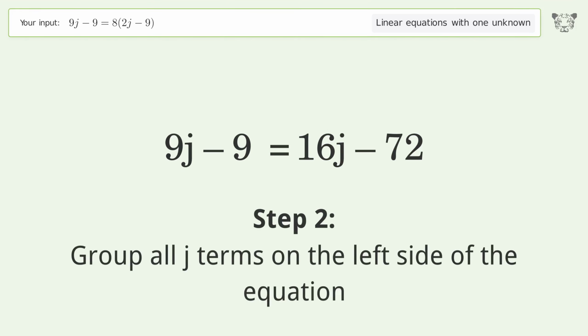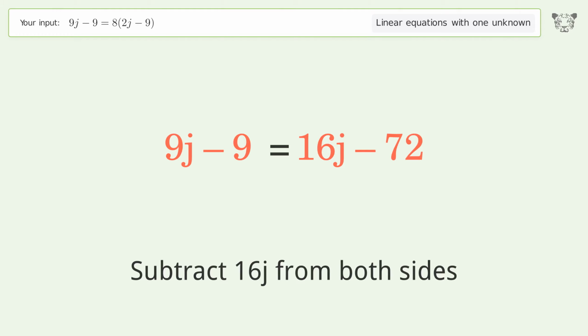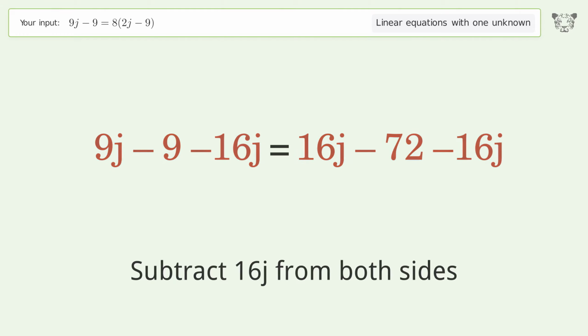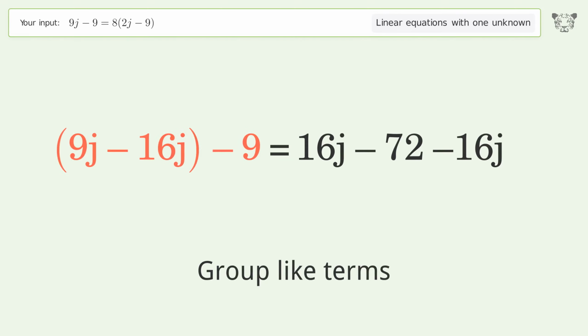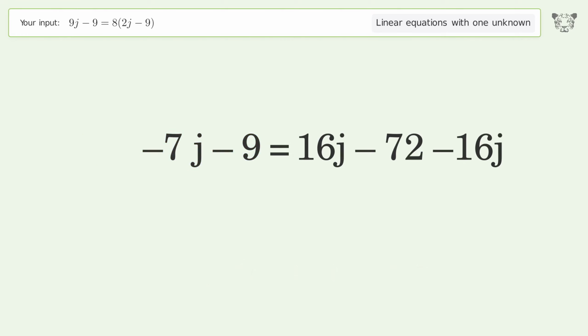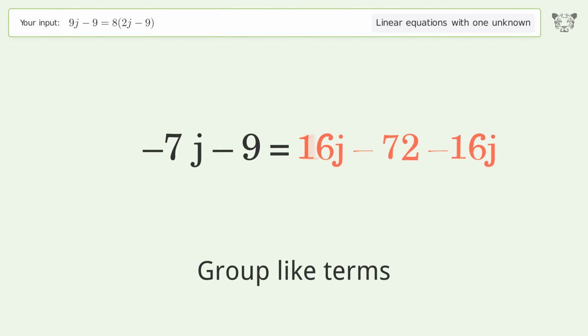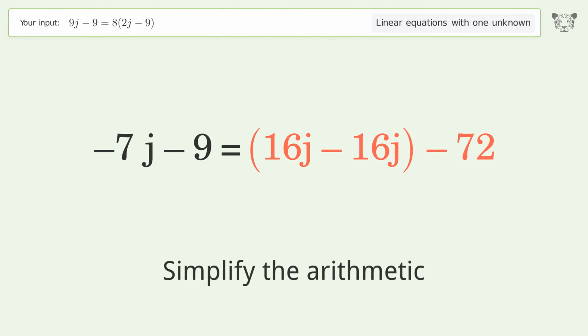Group all j terms on the left side of the equation. Subtract 16j from both sides. Group like terms. Simplify the arithmetic. Group like terms. Simplify the arithmetic.